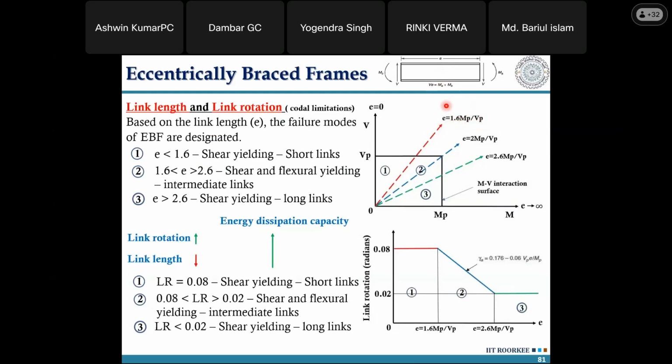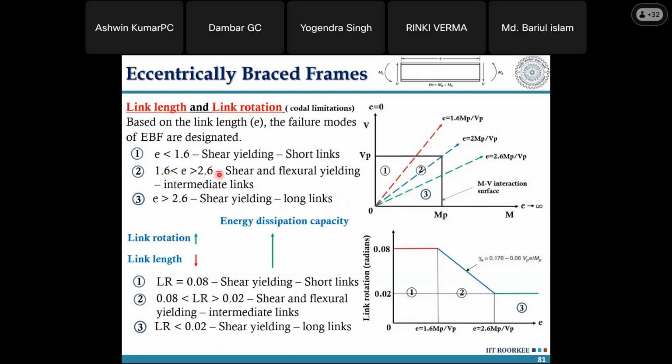On this basis, if I find out this ratio, if the length of the link is less than 1.6 Mp by Vp, then it is a short shear link, and shear yielding governs the performance of the link element. If it is more than 2.6, then shear yielding will not happen. I mean, this is wrong here. Flexural yielding will happen, and it is called a long link, and flexural yielding is what happens in a long link.